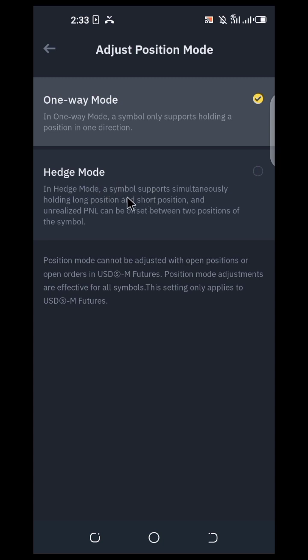You can open short on the same trade and open long on the same trade, but with the one-way mode you can only open one position. You can open one position in one direction. So if it is a long position, it will be a long position only.